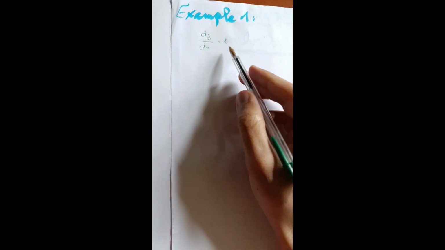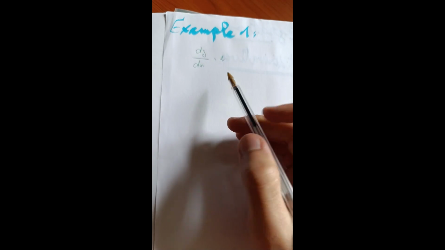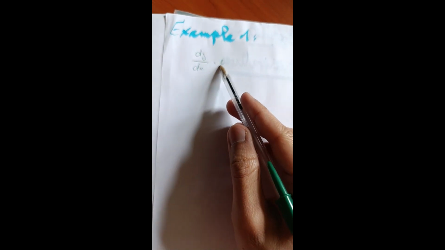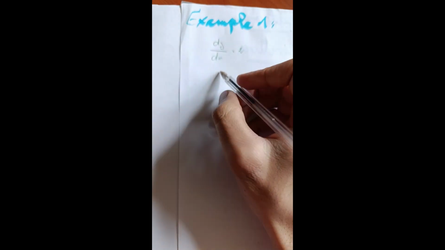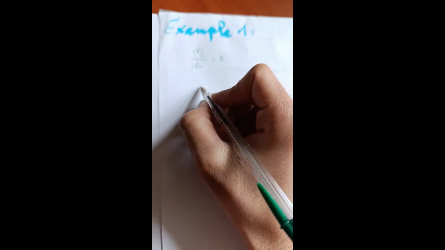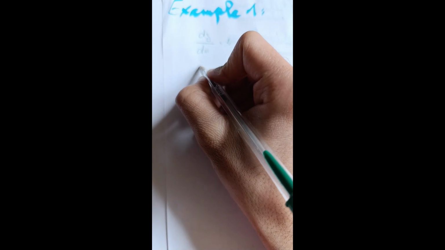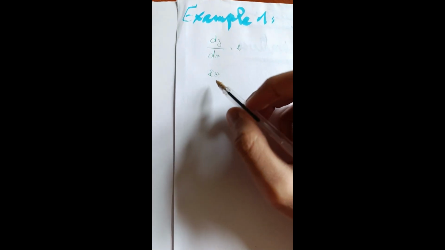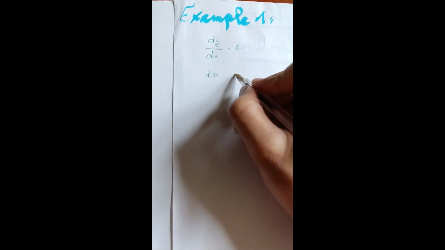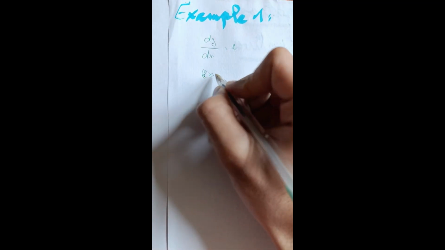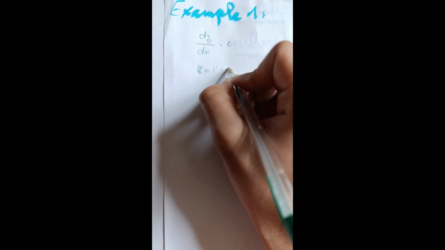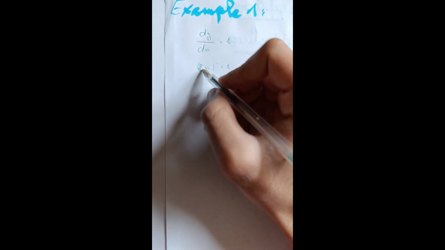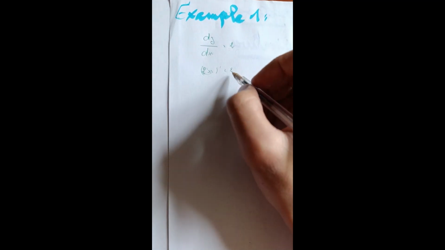So we have 2. What would be a function that, if we differentiate it, will give us 2? One solution we can find is, let's say, 2x. If we differentiate 2x, it gives us 2x prime equal to 2. This is one of the many solutions that we can find.